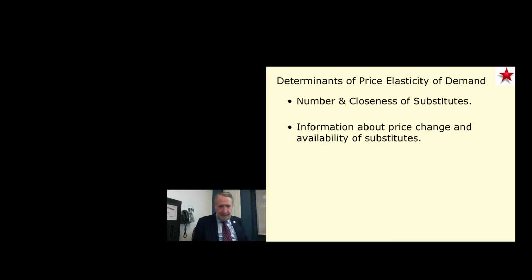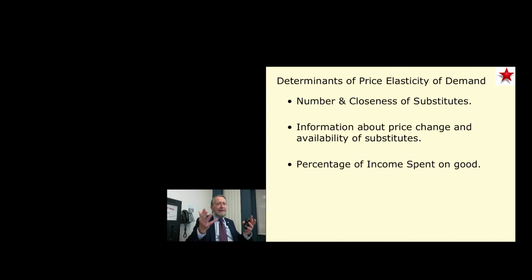Third factor is the amount of your income you're spending on the good, the percentage of your income that you spend on the good. If something's a very small percent of your income, demand tends to be inelastic because, you know, chewing gum goes from $1 to $1.25. Do you chew a lot less gum? Probably not, right? Well, that's a 25% increase, right? If they raised tuition at CSUN by 25%, would there be a big quantity adjustment? I suspect there would be, right?